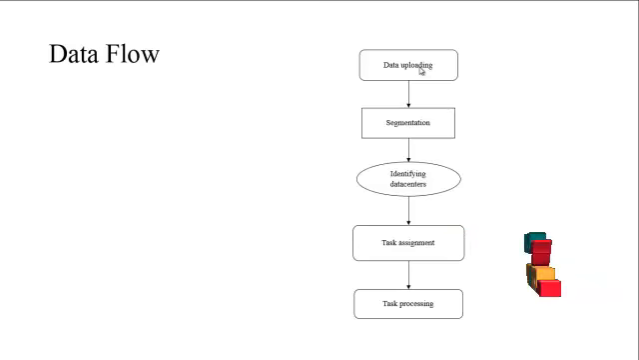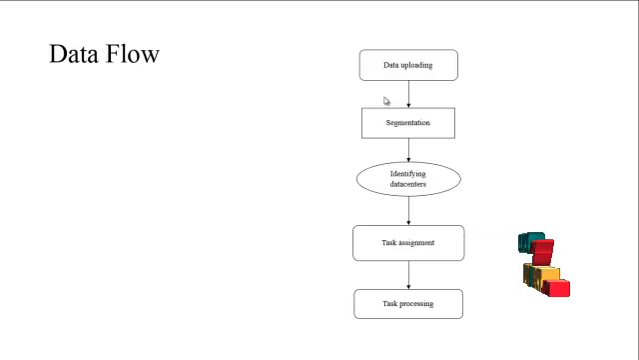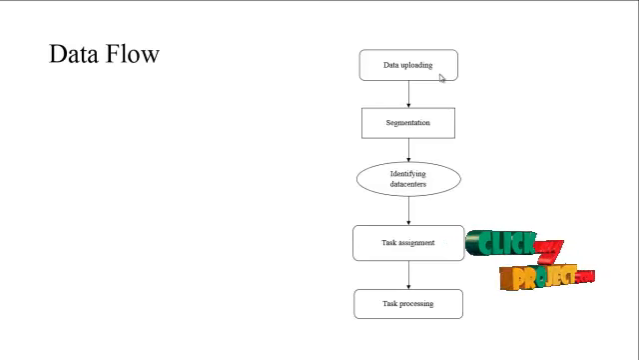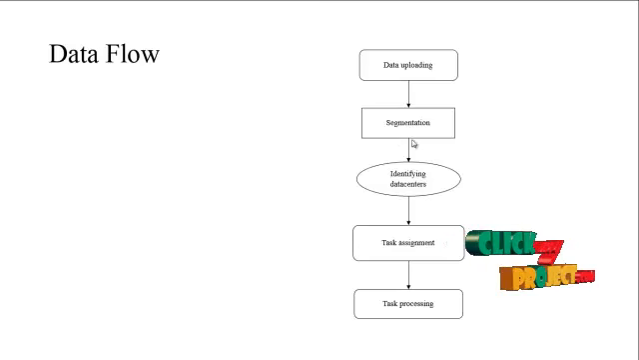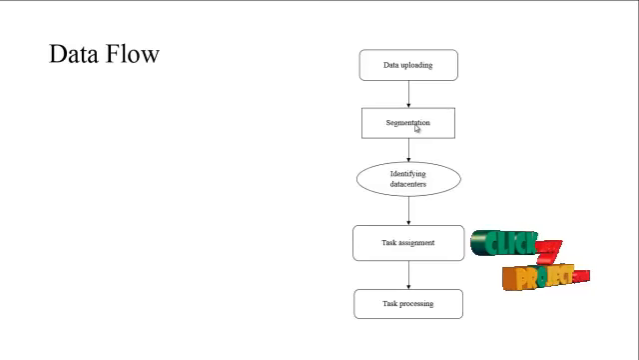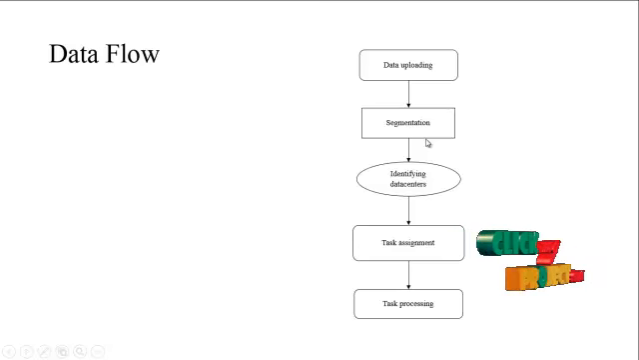Our project data flow. First, we want to upload the data. We can upload any kind of data, for example a text file, a document, or image files. In this process, we are taking a text file as an example. After the data upload, the segmentation process is done. In the segmentation process, the data is further segmented into parts, and each segment has content related to the content of the file.